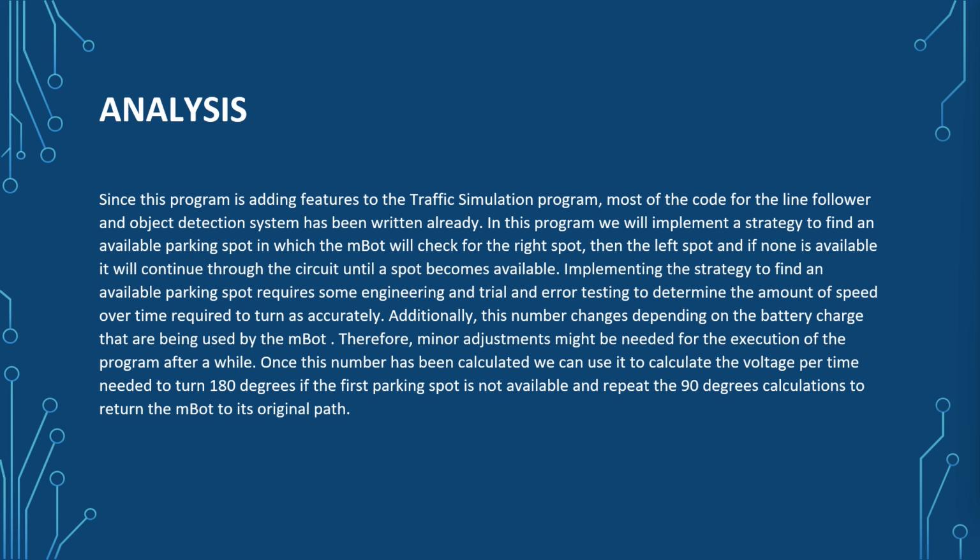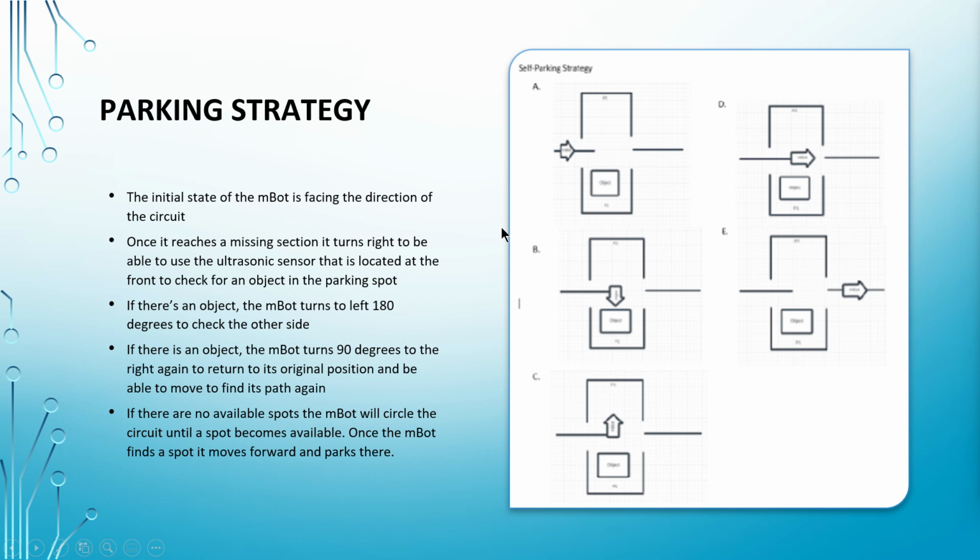So doing the traffic simulation lesson is a pre-requirement, and then using a few trial and error, you have to calculate how to turn the mbot 90 degrees and 180 degrees to different sides, which is a little bit difficult because the motors of the mbot don't allow to do this very accurately. But once you can do that, you can use this strategy, which is basically turn to the right, check for a parking spot free. If not, turn to the left, and if there's none, basically go back to its original path and keep going until it finds a parking spot.